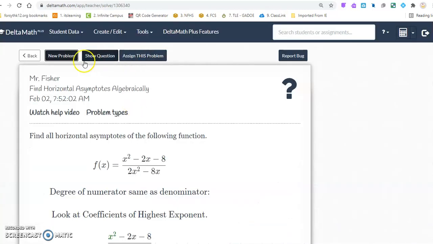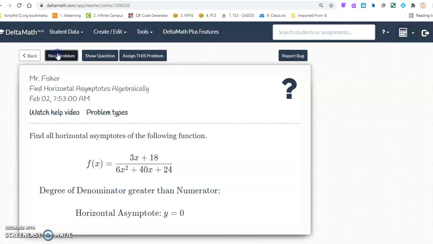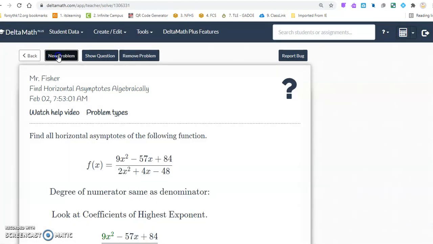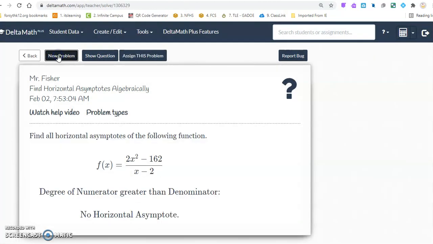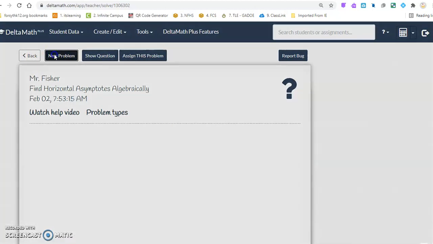So take a look at the answers in Delta Math when it's top heavy. Let me find one that is top heavy. I'll find one in a second. There we go. So x squared in the top, just x in the bottom, and the answer is no horizontal asymptote. Easy enough.